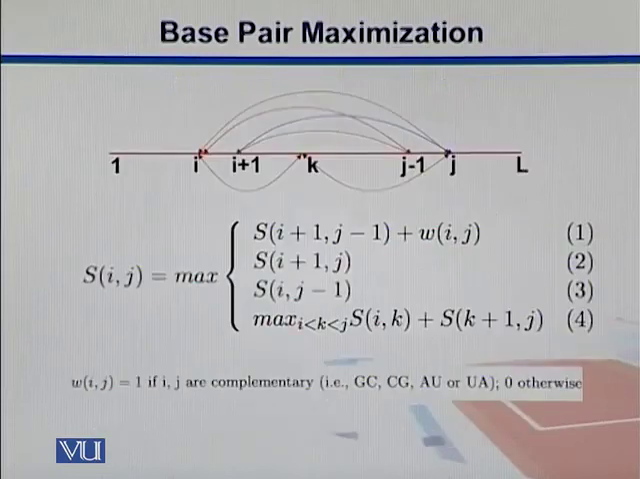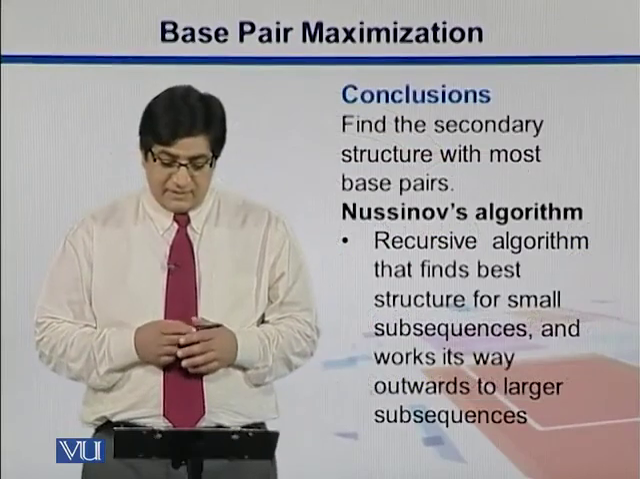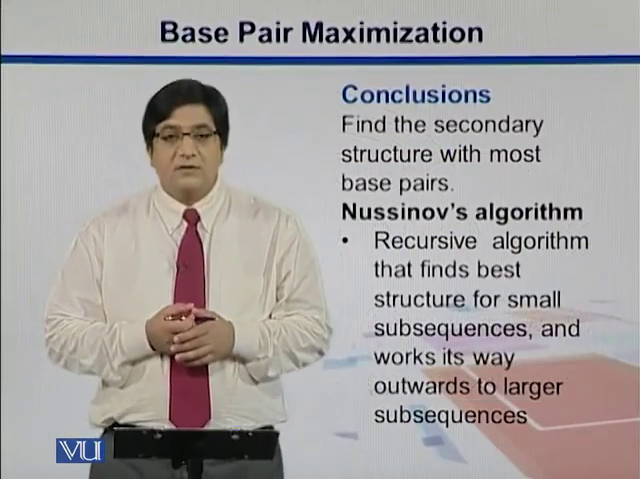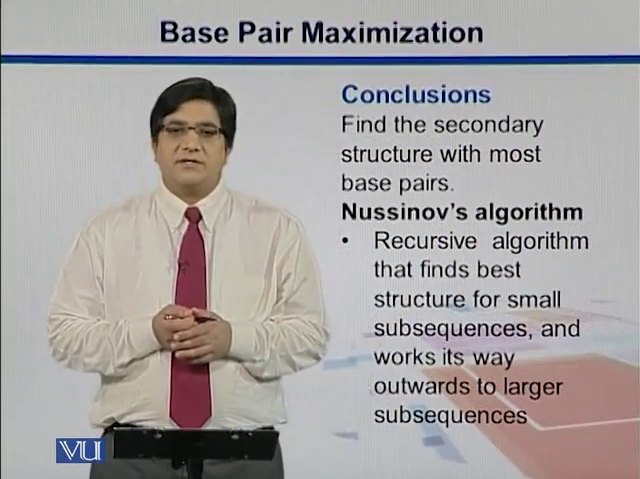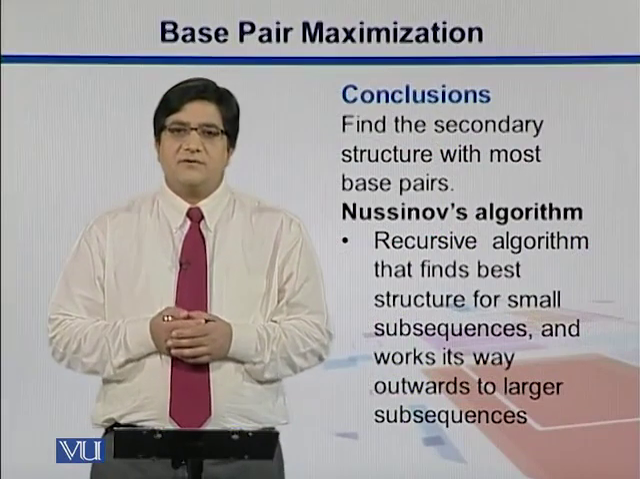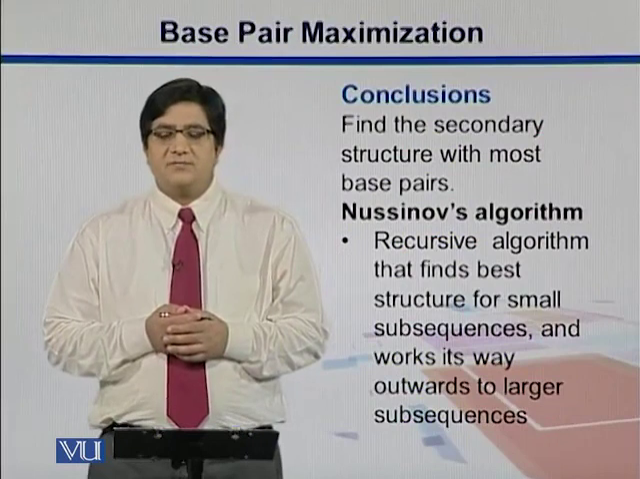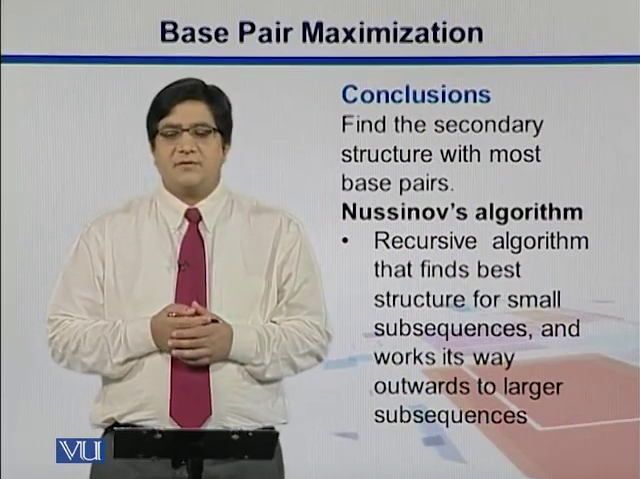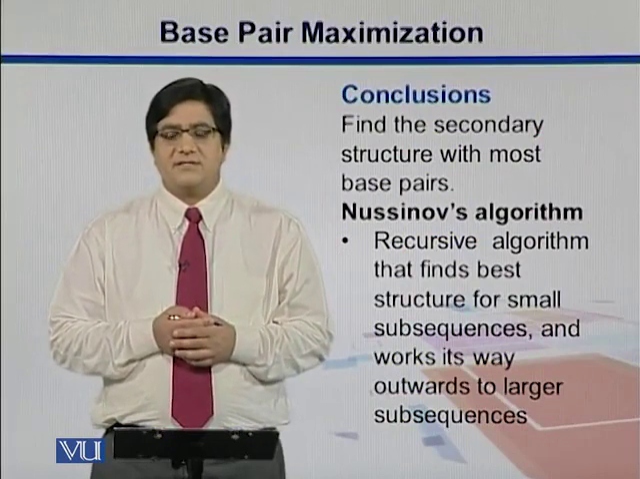This is how we look into this algorithm in more detail. You can see how these are working. So the idea in base pair maximization is we can find a structure where we have the maximum number of bases paired with one another, and this has been implemented in the algorithm, which is a dynamic programming algorithm. We call it the Nussinov algorithm.